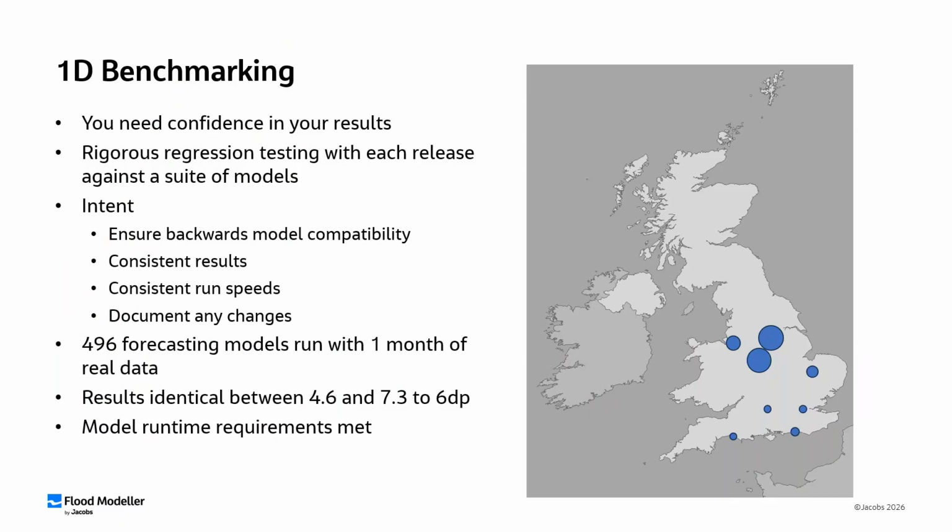One activity we've been doing recently with the Environment Agency is looking to update the National Flood Forecasting Service from version 4.6 of Flood Modeler up to 7.3. And obviously the performance is essential in the forecasting service. So we've taken just shy of 500 Flood Modeler models from the National Flood Forecasting Service. We've taken a month's worth of rainfall, both a dry month and a wet month, and we've rerun all those models against Flood Modeler 4.6 and 7.3. And what we found is the results are identical between the two of them up to 6 decimal places. So they are giving the same result, whether you're running 4.6 or 7.3. And that's incredibly reassuring. That's exactly what we wanted to see.